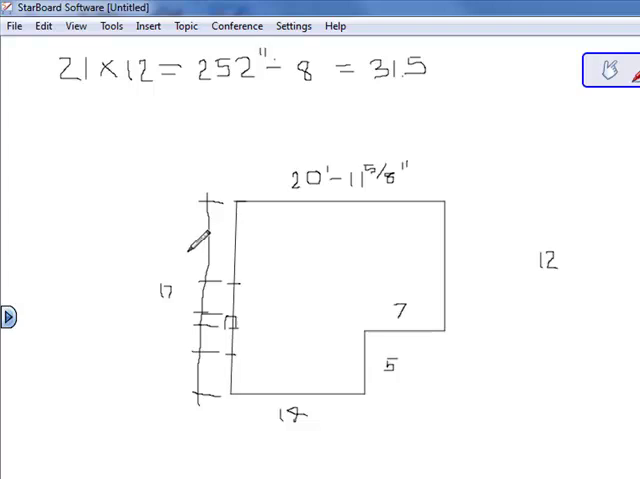I don't know how I can write that. Oh, you subtract it from the largest side? Because it's outside to outside. Alright, 8 feet 11 and 5/8. You can read my writing.